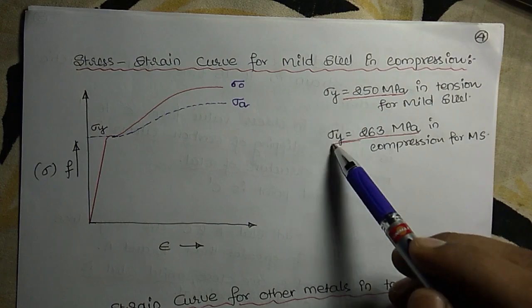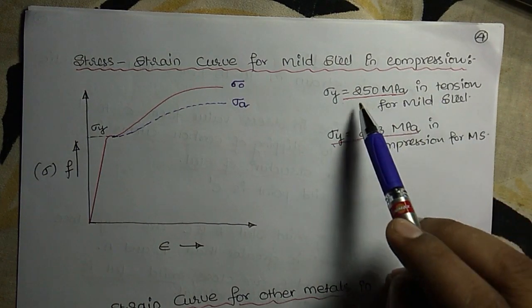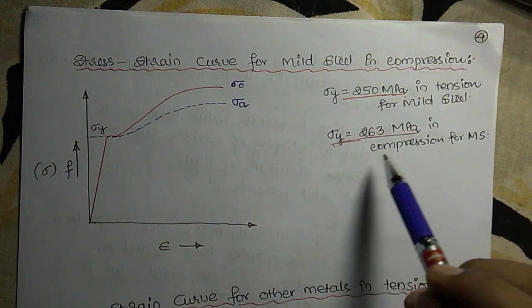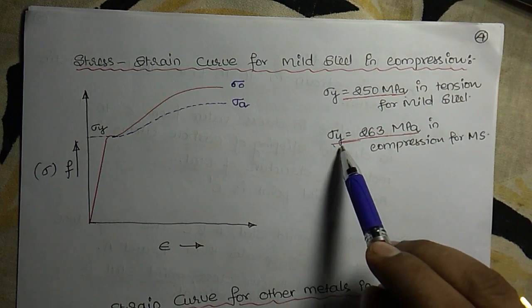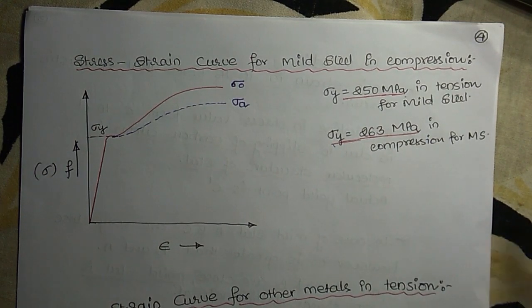And this point you should note, the yield stress value for mild steel in tension is 250 Newton per mm square, and in compression it is 263 Newton per mm square or MPa.